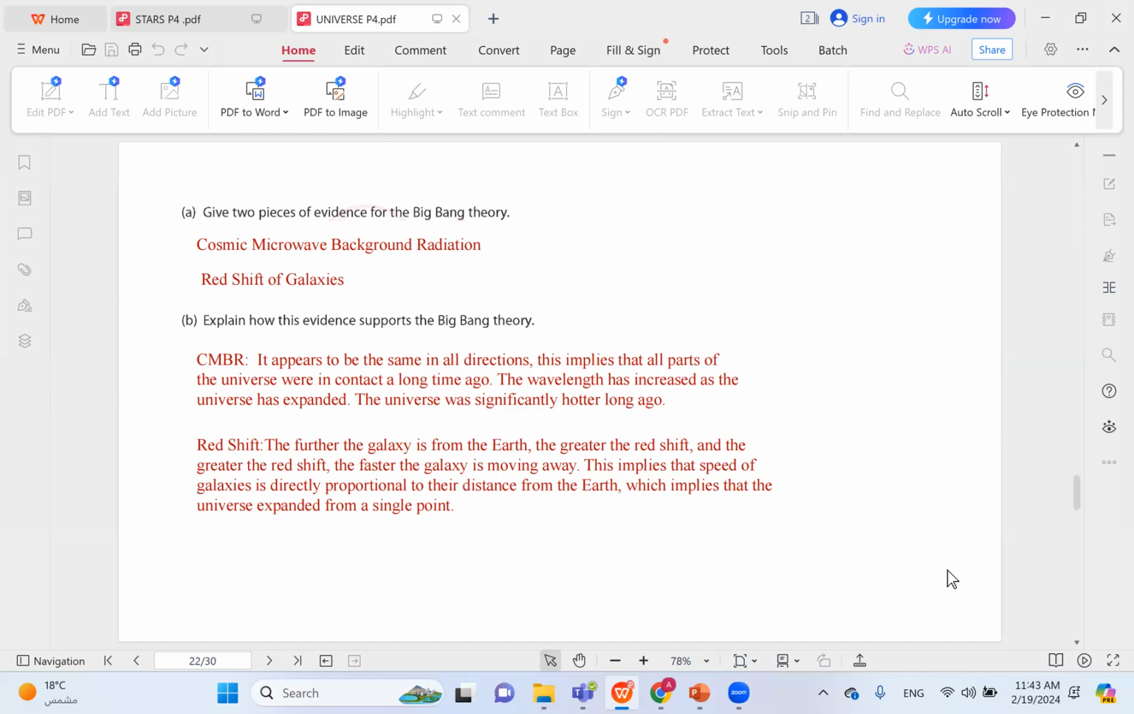And because CMBR appears to be coming from all points in space, and it's the same in all directions, this tells us that all of these were actually a single point long ago. They were in contact a long time ago. And as the universe has expanded, the wavelength has increased and reached the microwave region of the spectrum. Remember, we have radio, micro, infra, visible light, and then ultra, X, and gamma. So we're moving towards greater wavelength again. And this tells us that the universe has expanded and that it was also significantly hotter long ago.